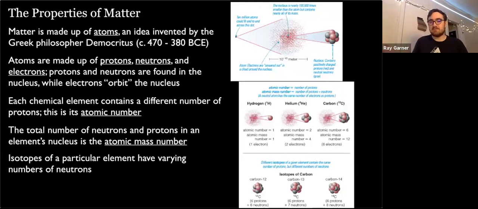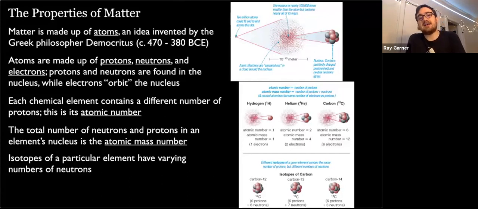Each chemical element contains a different number of protons. This is its atomic number. Hydrogen has 1 proton in the nucleus, so its atomic number is 1. Helium has 2 protons in the nucleus, so it has an atomic number of 2. Carbon has 6 protons in its nucleus, so it has an atomic number of 6. Now, confusingly, the total number of neutrons and protons in an element's nucleus is the atomic mass number. Hydrogen just has the 1 proton, doesn't have any neutrons, so its atomic mass number and its atomic number are the same. They're both 1. Helium has 2 protons and 2 neutrons, so its atomic number is 2. Its atomic mass number is 2 plus 2, or 4.